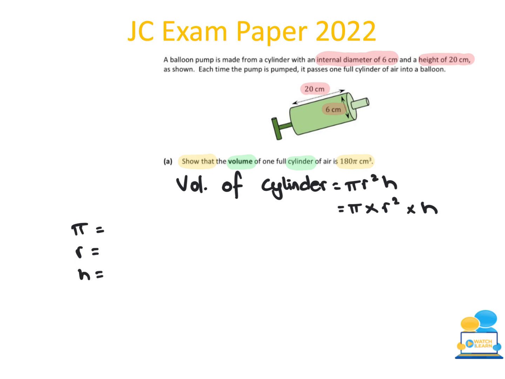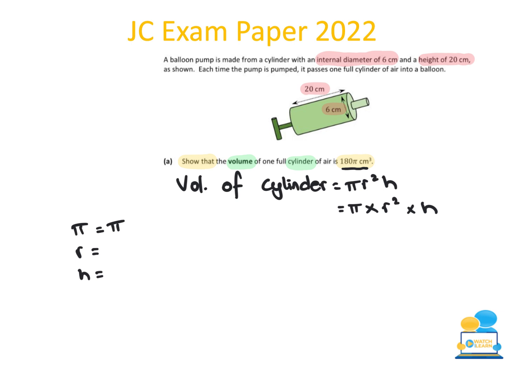So if we look at our answer again, our answer was given as 180 pi. They have given us the answer in terms of pi. So in our formula, we are not going to input any value for pi, or we're not going to use it in our calculator. We're simply going to just keep it as part of our answer.